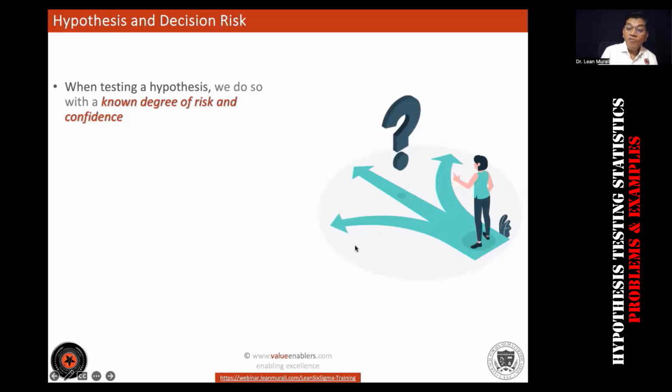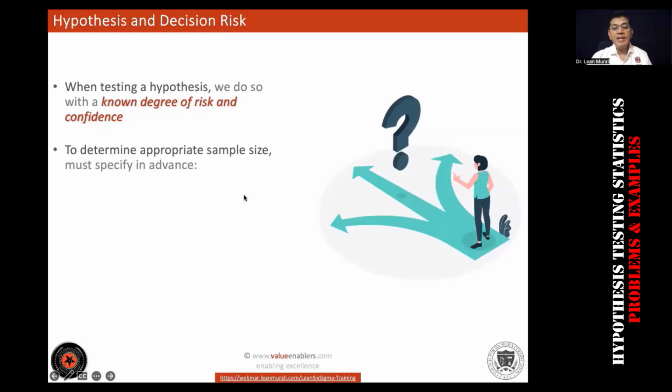So there is always a degree of risk, even if you prove the null hypothesis is true. Now, there is a risk because we are not in the perfect world. Now, to determine appropriate sample size, like for example, you inquire about the spouse, inquire about the fiancé, before getting married. You collect enough evidence. And what should be the sample size?